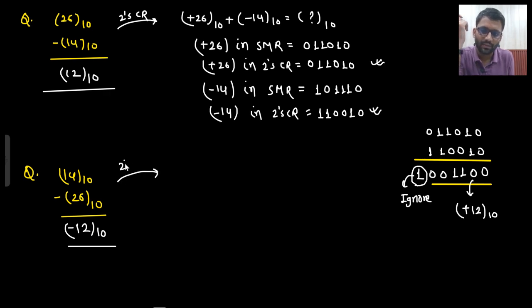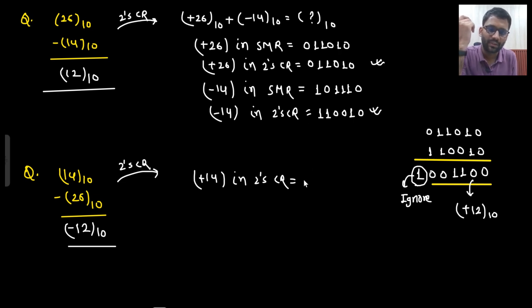Let's start here. 2's complement representation. So what will be the 2's complement representation of plus 14? Plus 14 would be 0 0 1 1 1 0. That would be plus 14, right? Because it will be the same as the sign magnitude representation. So this sign bit will be 0, and 1 1 1 0 will be the same.